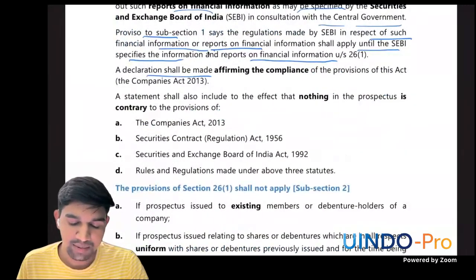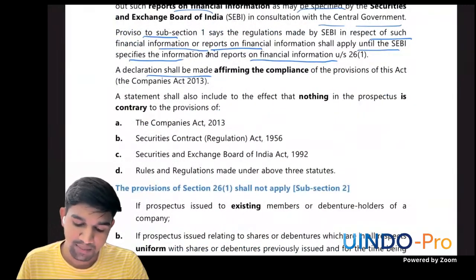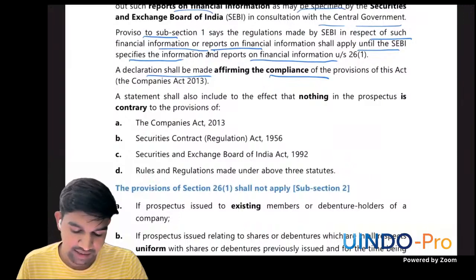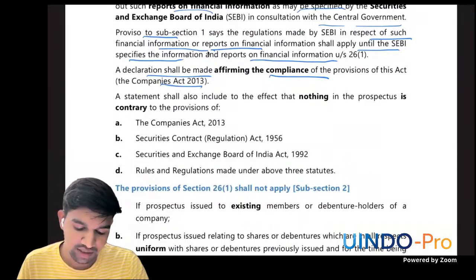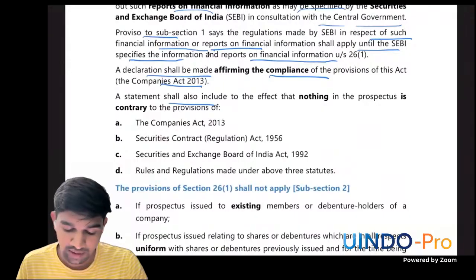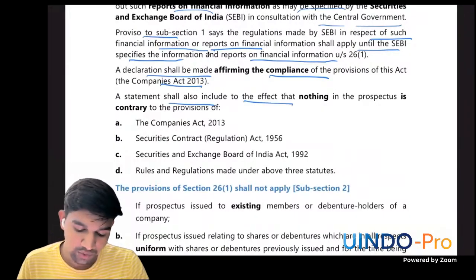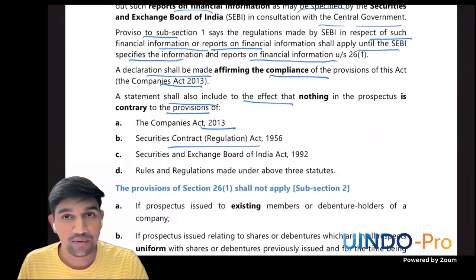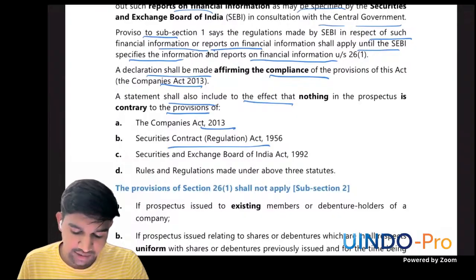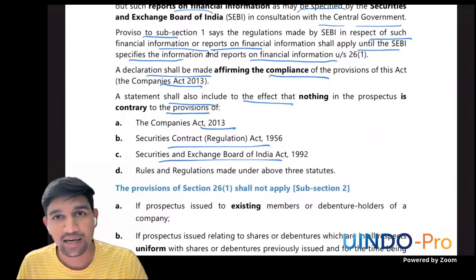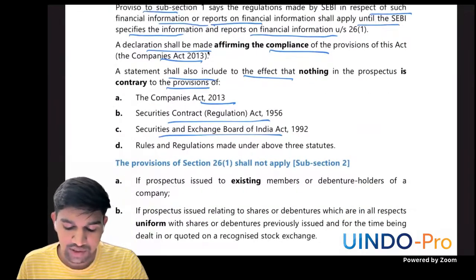The declaration shall be made affirming the compliance of the provisions of this Act, that is the Companies Act 2013. A statement shall also be included to the effect that nothing in the prospectus is contrary to the provisions of the Companies Act 2013, the Securities Contracts Regulation Act 1956, and the Securities and Exchange Board of India Act 1992, and the rules and regulations made under the above three statutes.